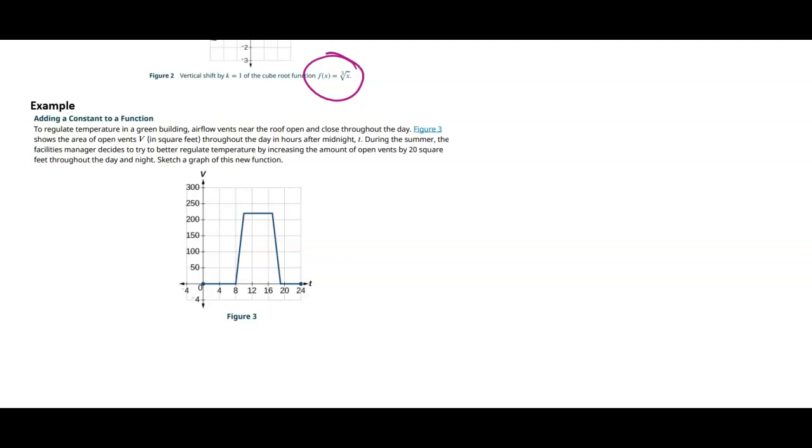So our new equation, maybe we call it N of t, is to take V of t and to add 20 to each and every output. All that's going to do is take your graph and increase each and every output by a value of 20.